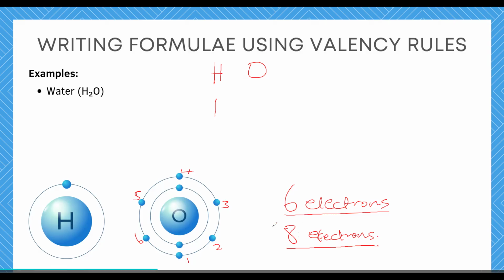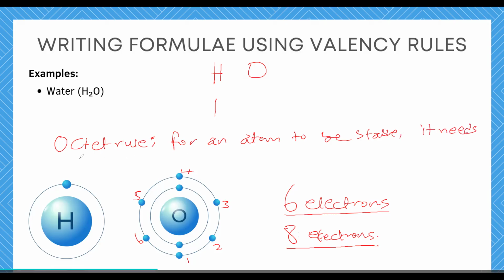Why is that? Okay, good. Thank you for asking that question. That is something that we call the octet rule. And the octet rule says that for an atom to be stable, it needs to have eight electrons in its outermost shell. Can you write that down?